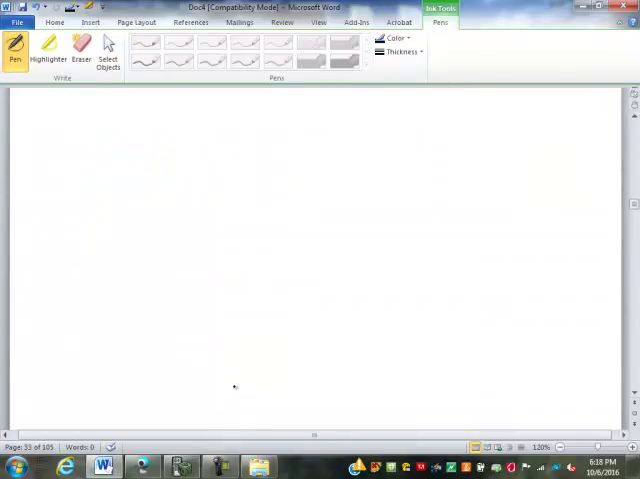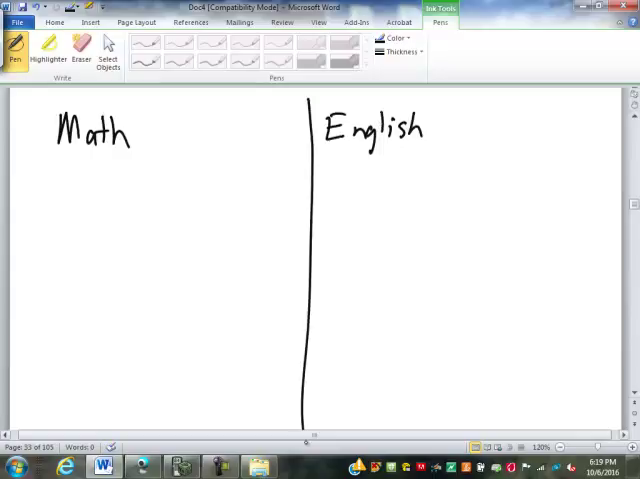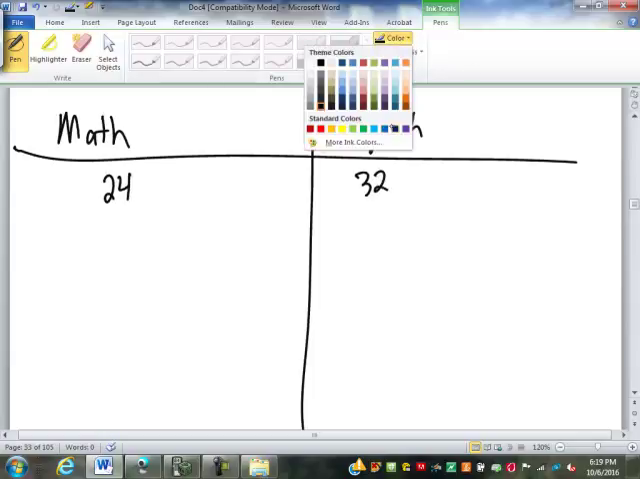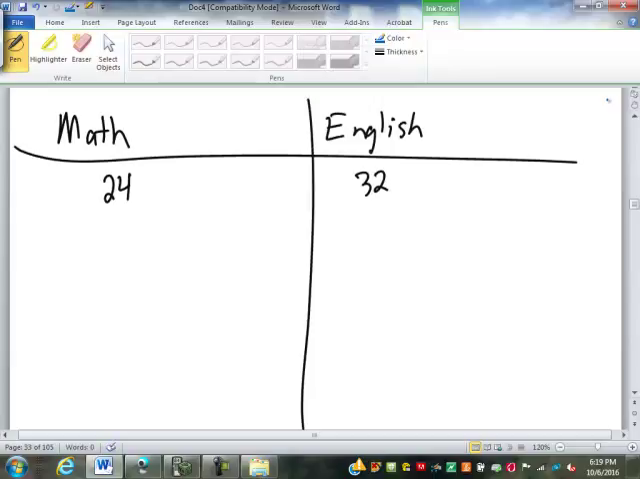Let's have you guys do one here. Let's look at your college entrance test. And let's say you take a math test and an English test. On your math test, let's say you score a 24. And on the English test, you score a 32. Now you might look at that and say, hey, I scored way better on English. But you don't know the level of difficulty. The English test might have been an easier test.